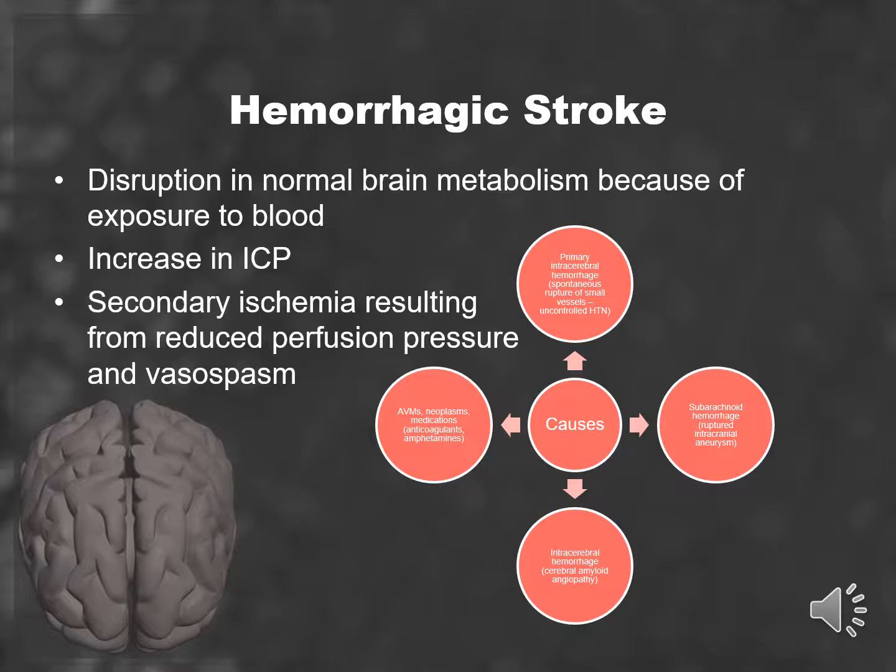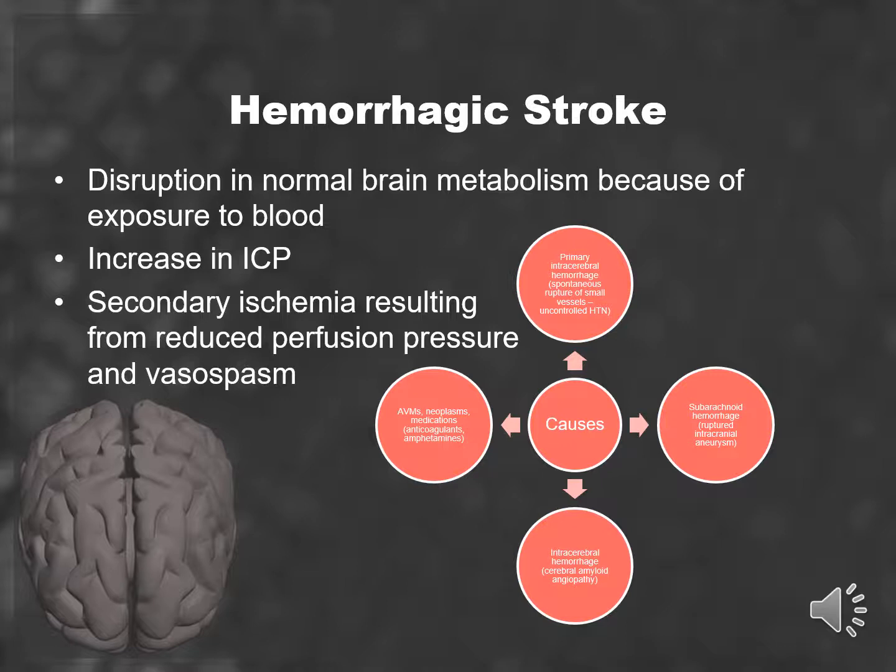The biggest thing to take away from a hemorrhagic stroke is uncontrolled hypertension. Management of patients with hypertension and making sure they're taking their medications appropriately is paramount to making sure someone does not have a hemorrhagic stroke.